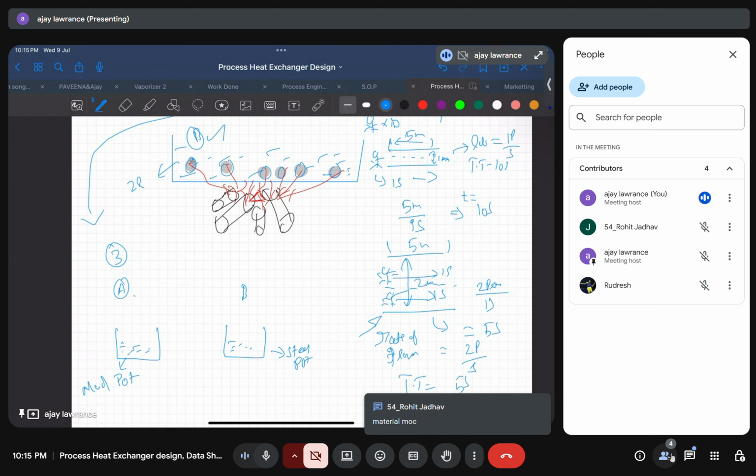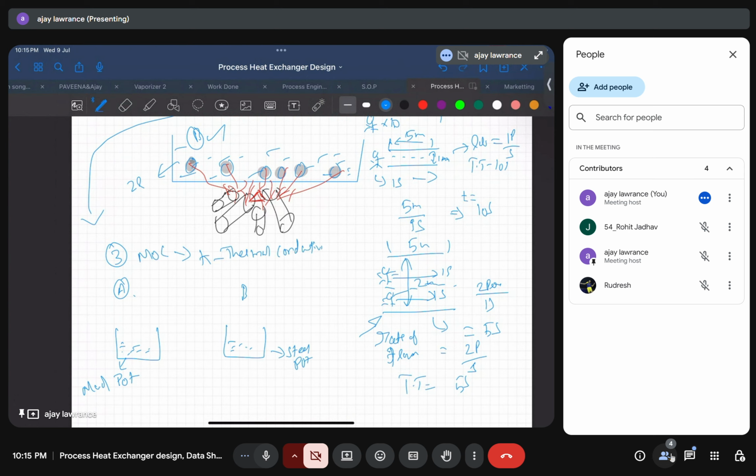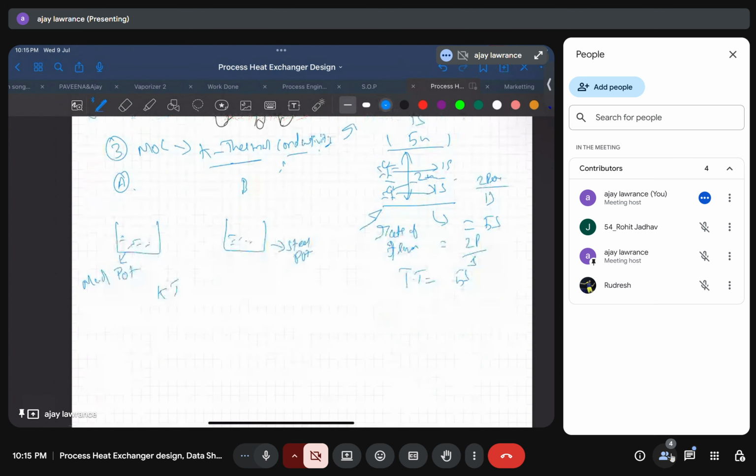MOC, material of construction. Yes, so material of construction matters. Why does it matter? That is thermal conductivity. Based on thermal conductivity, heat transfer will be increased or decreased. If thermal conductivity is more, rate of heat transfer will be more.